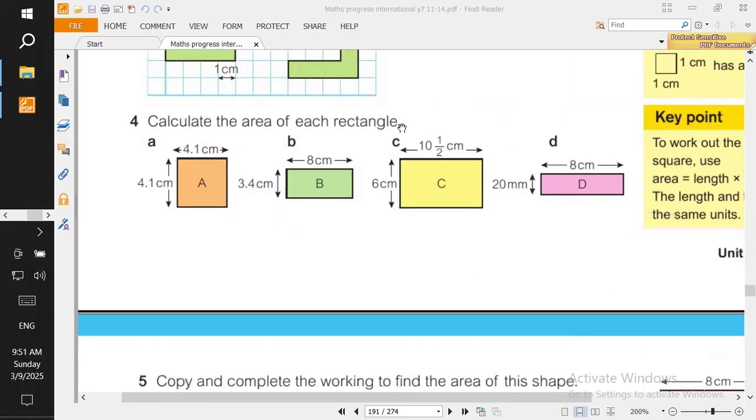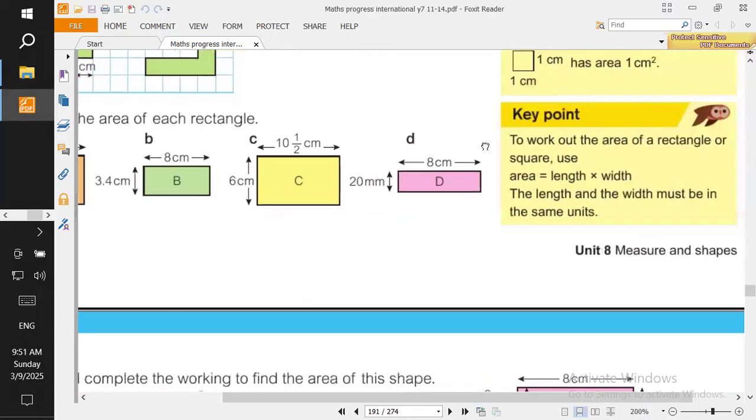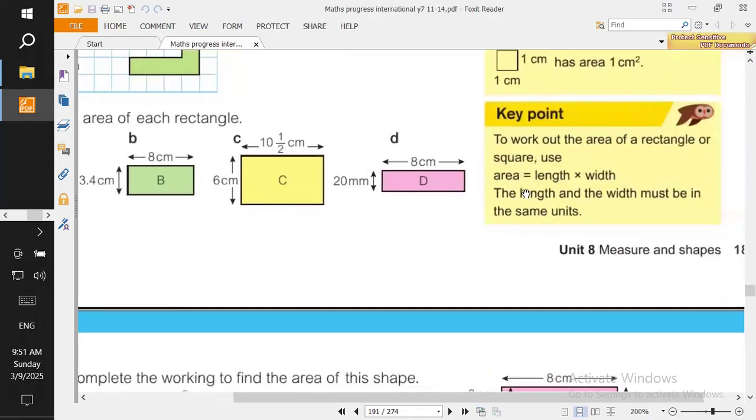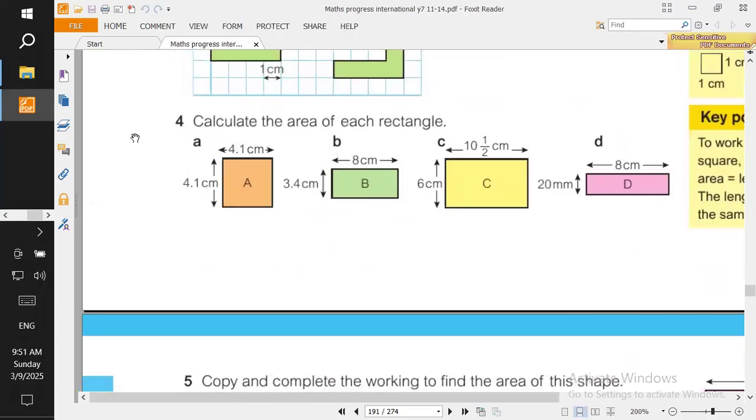Calculate the area of each rectangle. Now, first we have to make sure that they have the same units, and then you can work. Well, the work is what? The area is width times length. With rectangles and squares, it's the same. So the area is the width times the length.